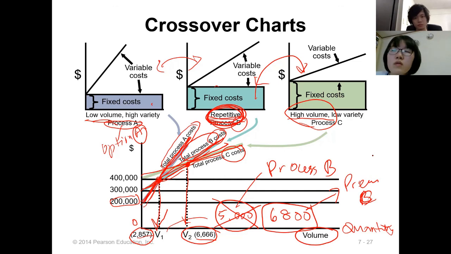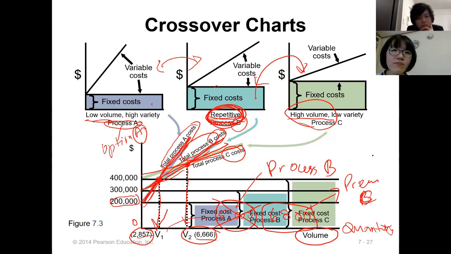Okay. Of course, this is very simple. I'm not saying that this is the only analysis, but it's a ballpark figure. Ballpark means an overall analysis for us to actually understand. So you can do this for many other things, for different processes: fixed cost A, fixed cost B, fixed cost C. Okay.